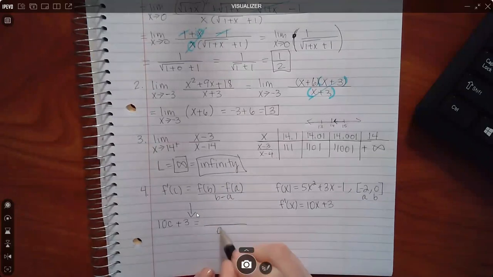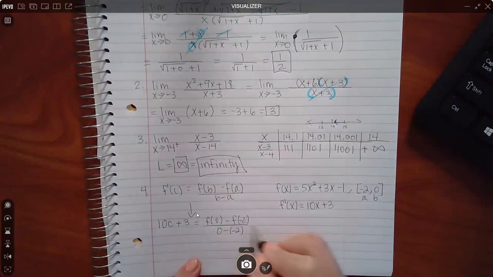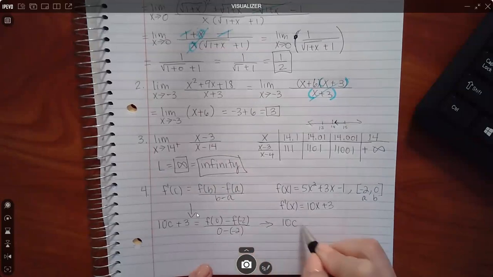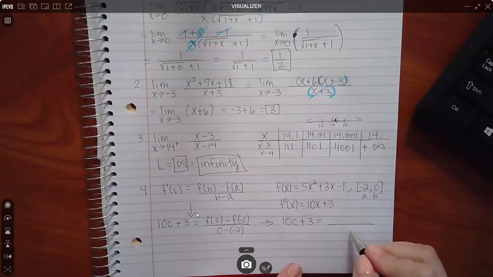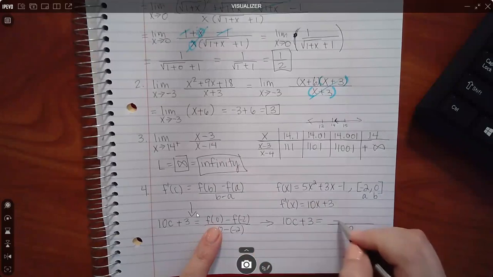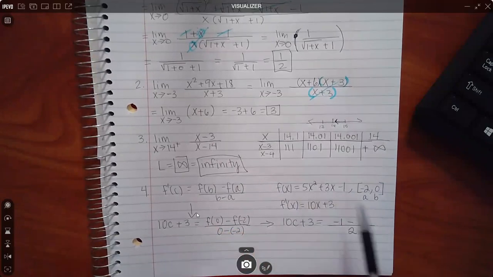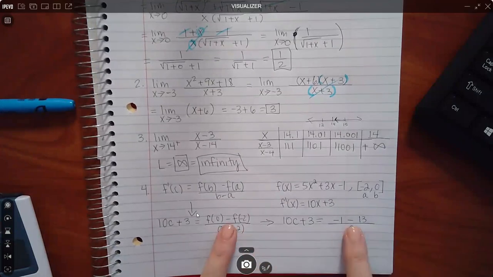So I know that B is 0 and A is negative 2, but I also need to know what F of 0 is and F of negative 2. How do I figure those out? Plug them into F though, right? So that and that will actually just give me positive 2 down here. But what do I get when I plug in 0 into this? Negative 1. And what do I get when I plug in negative 2 into this? What'd you say? 13 positive? But there's still a minus there, so that's why I have the minus.